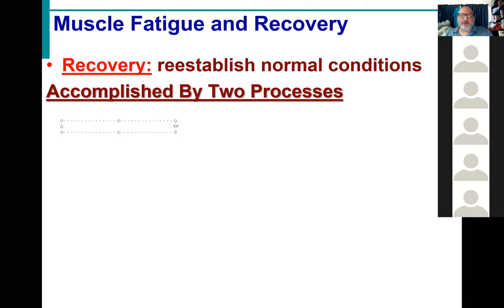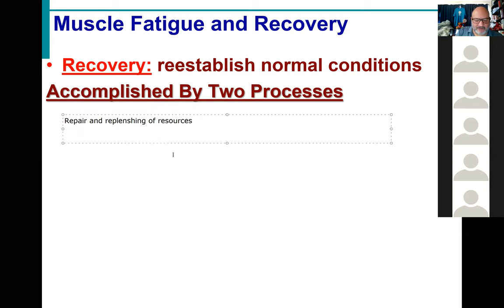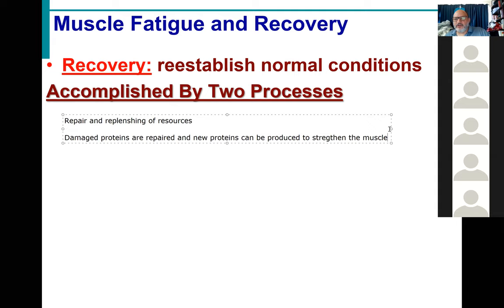One is obviously the repair and replenishing of the resources. So for instance, any damage to the actin and myosin, damaged proteins are repaired and new proteins can be produced to strengthen the muscle, right? This is why, right, with your good solid workout routine, you're not doing arms and back on Monday to turn around and do arms and back on Tuesday. And then on Wednesday, you're back to arms and back, switch things up on Thursday with back and arms, and finish the week off with arms and back.